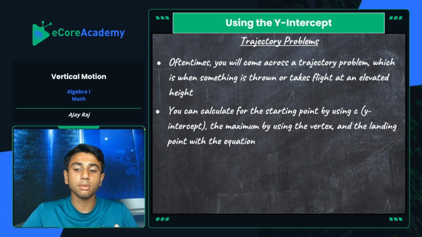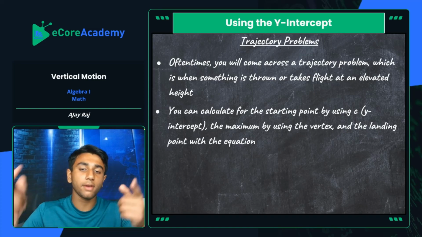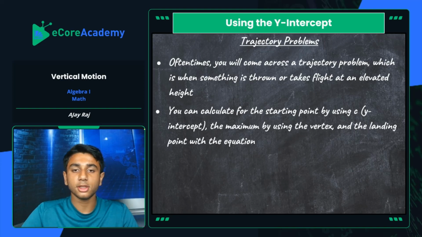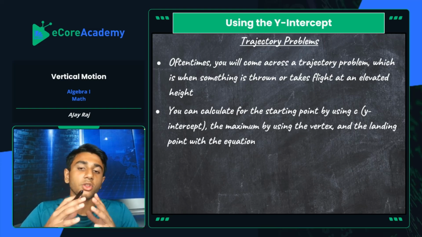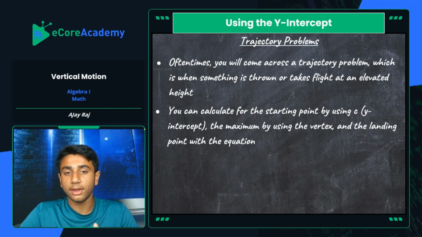And then, of course, the maximum by using the vertex. So once you graph out the parabola, I wouldn't recommend using the equation itself. It's easier to graph out the parabola and identify where the maximum is. And then, of course, the landing point with the equation, where the height equals 0, is where the landing point will be.